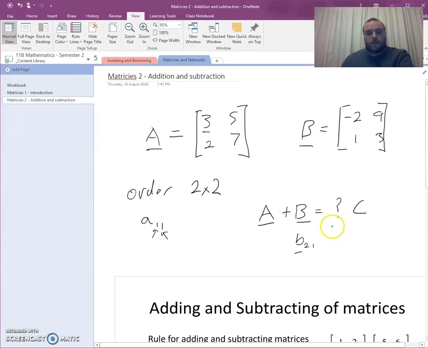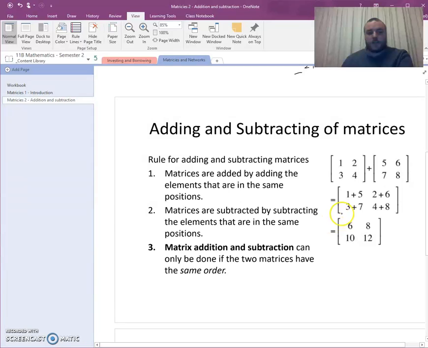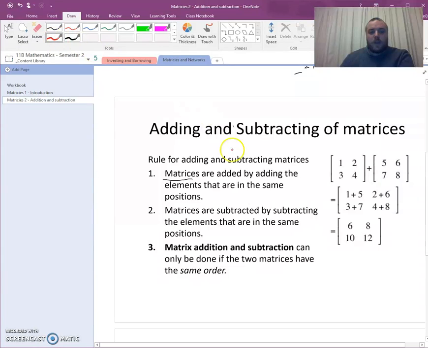Okay, so having a look at addition and subtraction of matrices, we've got a few rules. We add each element in the matrix to the other elements in the same positions. So we don't go and add this element to this one here, it wouldn't make any sense anyway. We would add this element to this element, this element to this element, this one to this one, and this one to this one.